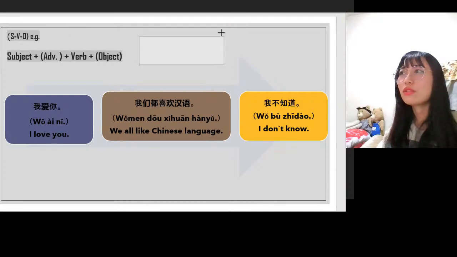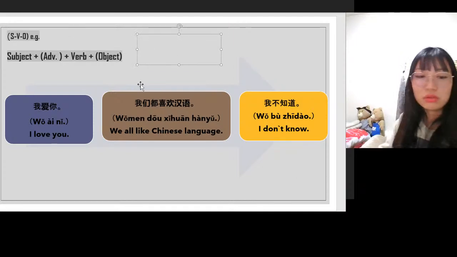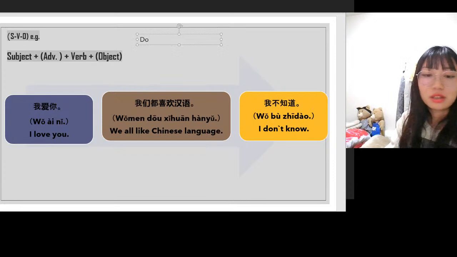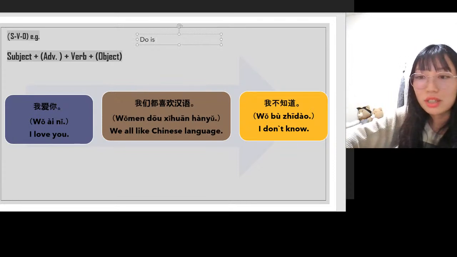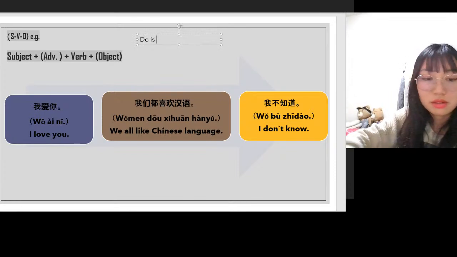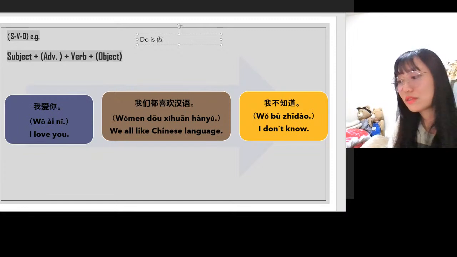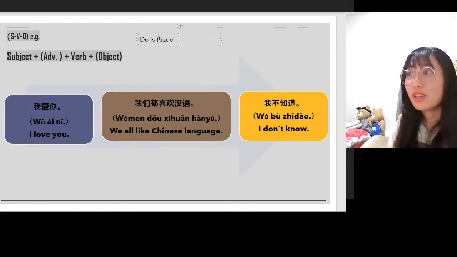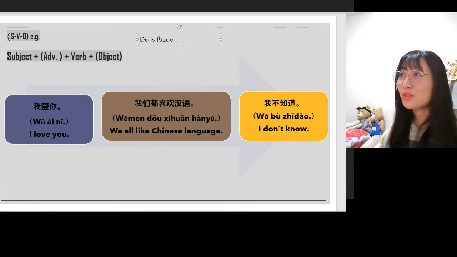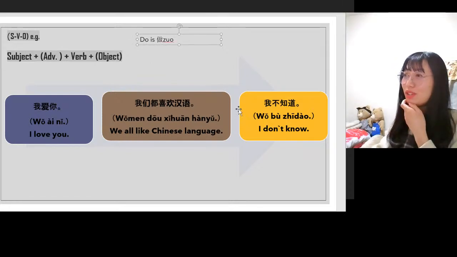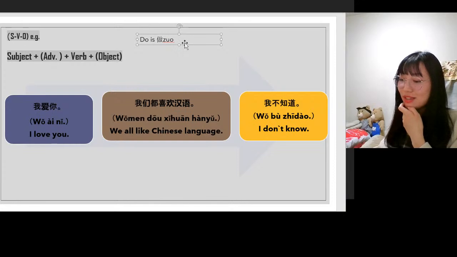If you have to say do in Chinese, actually, do in Chinese is this character, 做. But we don't use 做 as do, okay? So if you just want to say I don't know, you just say 我不知道. 不 can be do not.